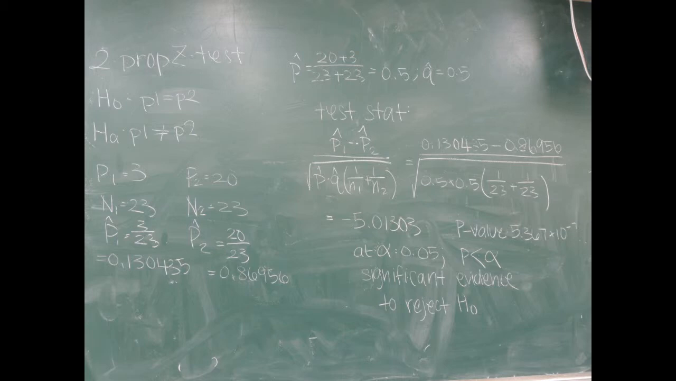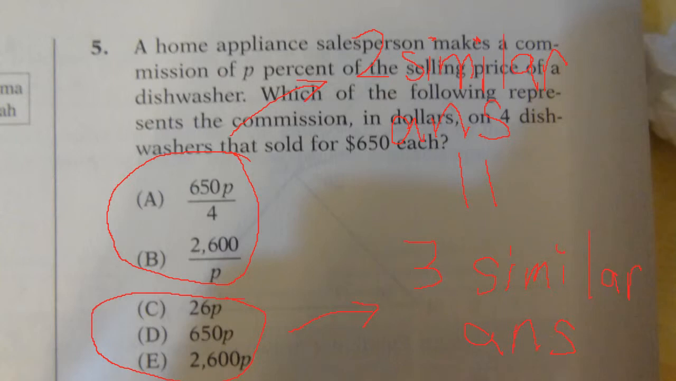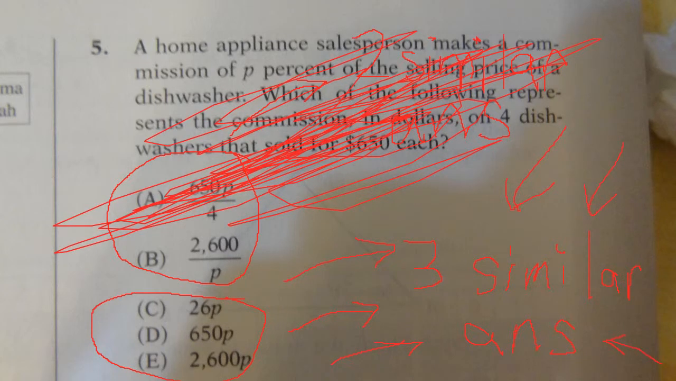5.01303. The p-value is really small, and as we all know, if your p is smaller than the alpha, you reject the null hypothesis. In conclusion, the probability of the answer occurring in both sets of questions is not equal. It is much higher in the 3 set of similar answers, so you should guess there.